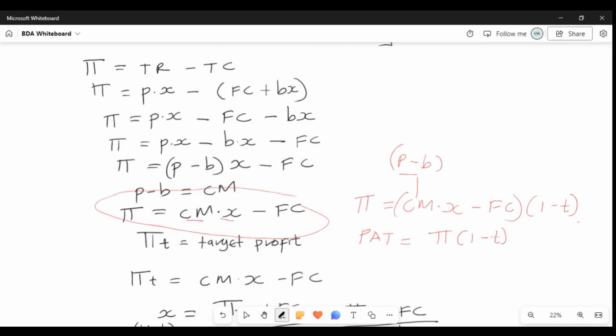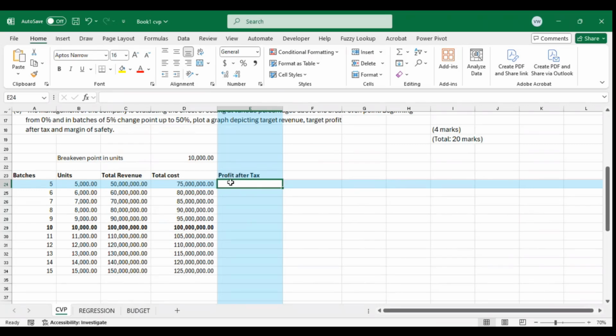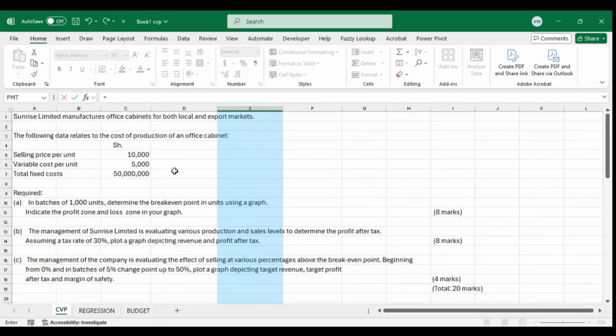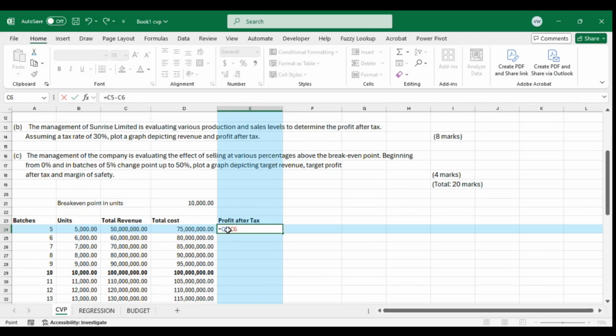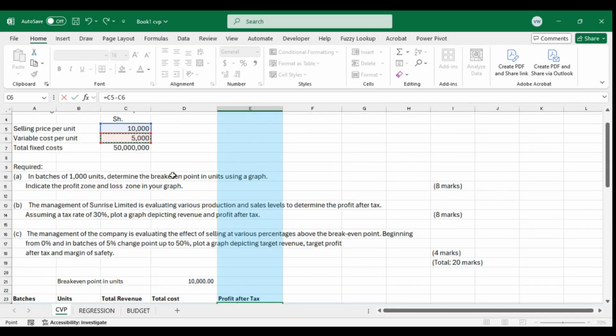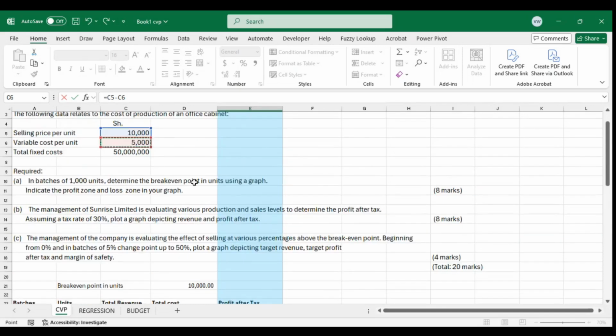So we can actually do this computation directly in our Excel and still be able to get this profit after tax. So let's go back and try to get the profit after tax. Instead of having several workings separately, I can just say the profit after tax is given by the unit selling price, which is P, minus the unit variable cost, which is B. And the difference between the two gives me the unit contribution margin. Then you multiply by the output. So let me have the two in bracket.